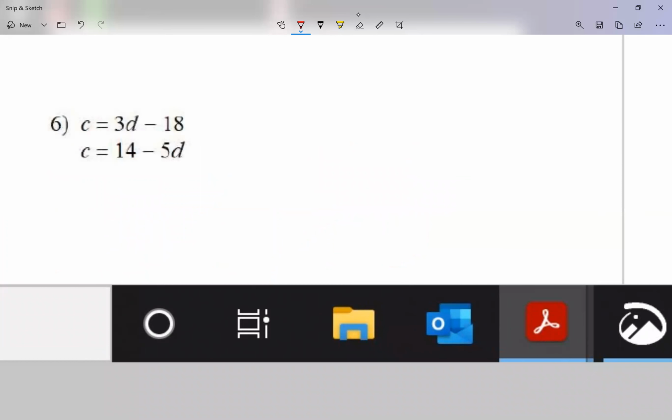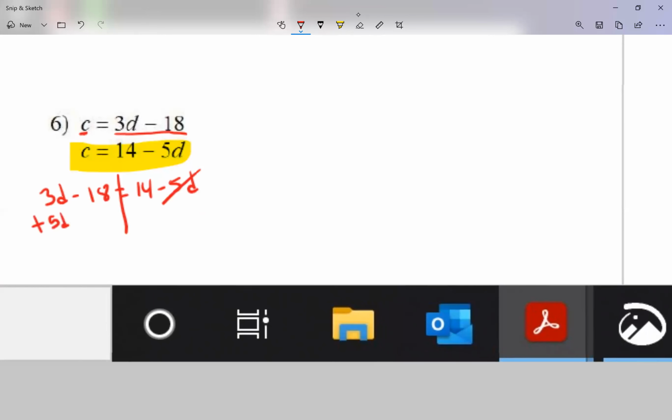C is by itself, so everything that C is equal to, I'm going to replace it on the second equation. So let me rewrite this as 3D minus 18 is equal to 14 minus 5D. Let me separate my sides at the equal sign. Let me move my D's first. Let me move this minus 5D as a plus 5D. And this minus 18, let me move it as a plus 18.